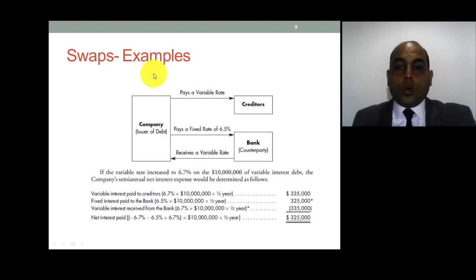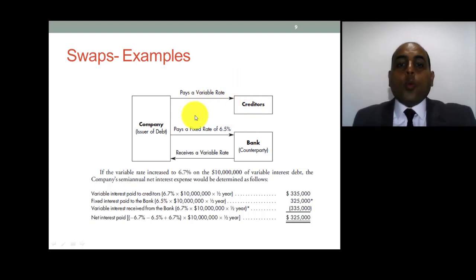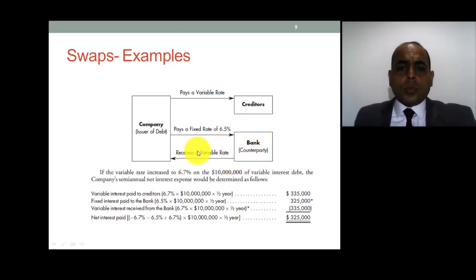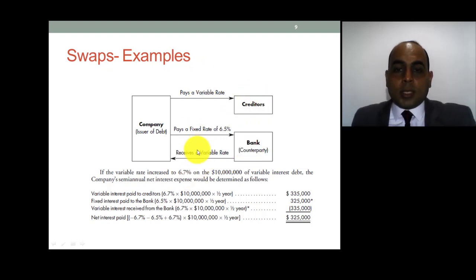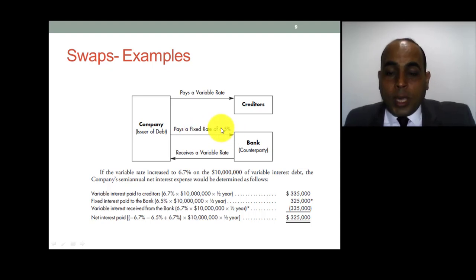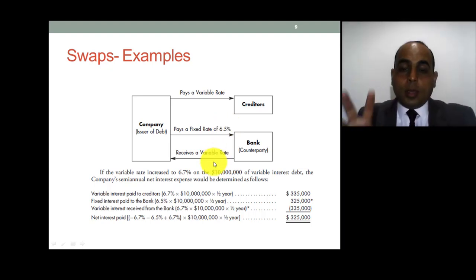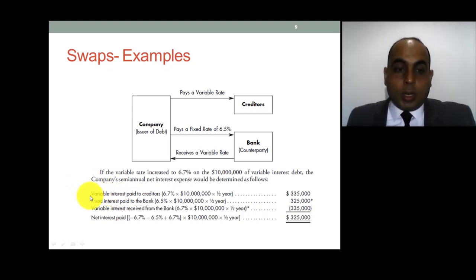Here, as a borrower from this creditor, and we fear an increase in the interest rate, we enter into an interest rate swap with this bank as a counterparty. We will lend him the amount that we borrowed from this one at the variable interest rate, and we will borrow from him the same amount at a fixed interest rate that we agreed to be 6.5%. So what will happen? Look at the following numbers here.